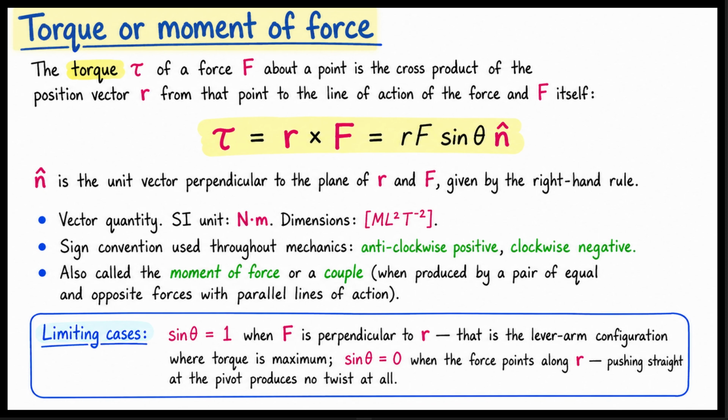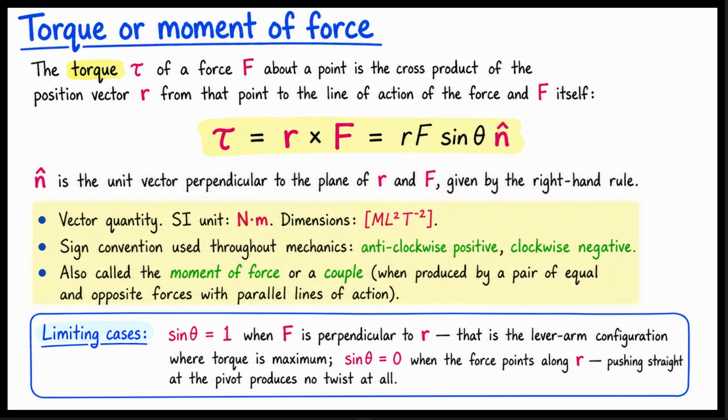The torque, also called the moment of force, of a force F about a point is the cross product of the position vector r from that point to the line of action of the force, with F itself. So tau equals r cross F, which equals rF sine theta times a unit vector n perpendicular to the plane of r and F. The direction of n is given by the right-hand rule.